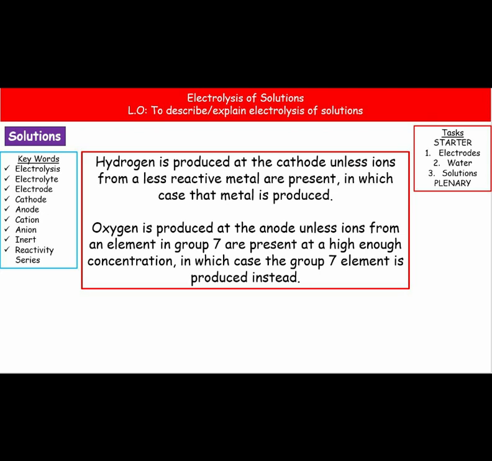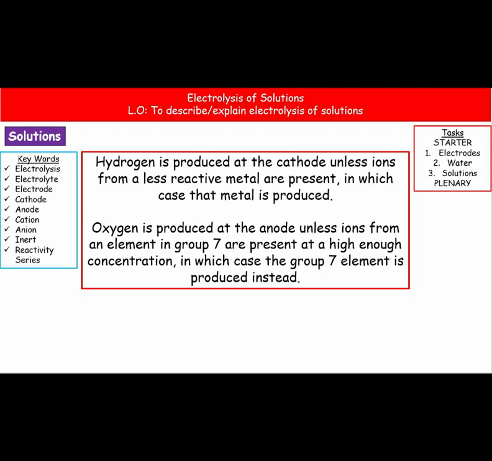reactive metal are present. If we have a less reactive metal than hydrogen present, then the metal is produced. In every other case, it will be hydrogen. For the anode, we will produce oxygen at the anode unless ions from an element in group 7, which are called the halogens, are present at a high enough concentration. In that situation, it will be the group 7 element being produced instead.